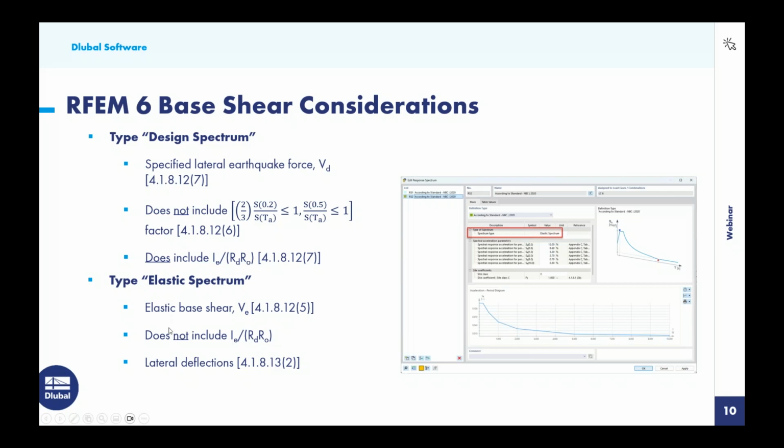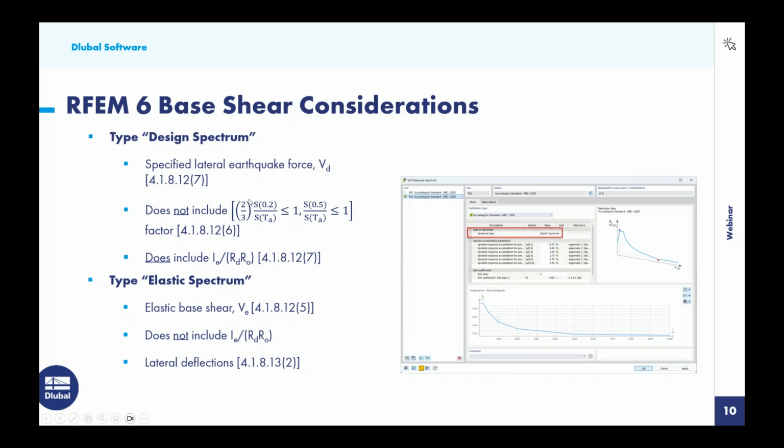And we might use the elastic spectrum to take a look at the lateral deflections of our structure set forth by the NBC from 418.13.2. And if we refer to the NBC in this particular criteria, we really need to limit our drifts set forth by the code. Again, we would do so with that elastic spectrum type.